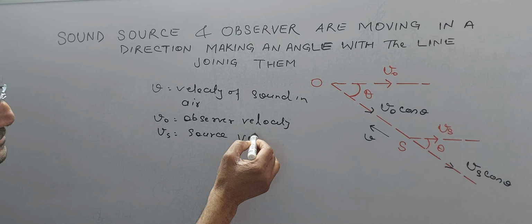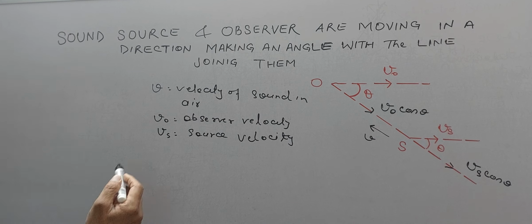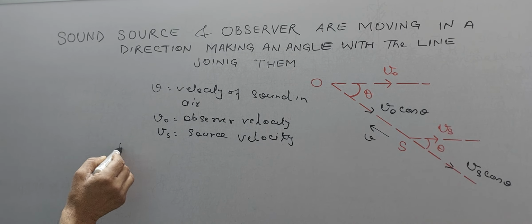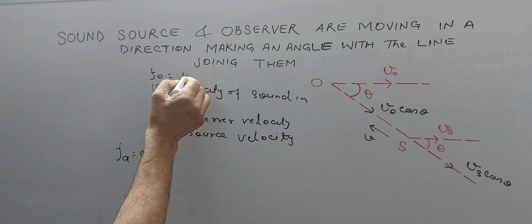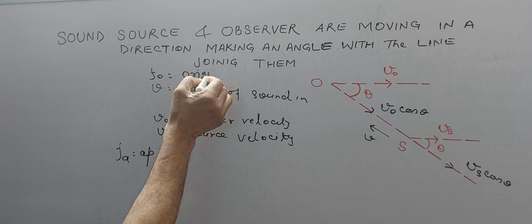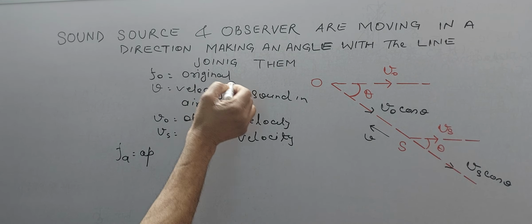So we have to consider both the cases simultaneously. One is the observer reducing the distance between observer and source, and the source moves away from the observer. Therefore the simultaneous effect on the apparent frequency will be, where fa is the apparent frequency, and f naught is the original sound frequency.